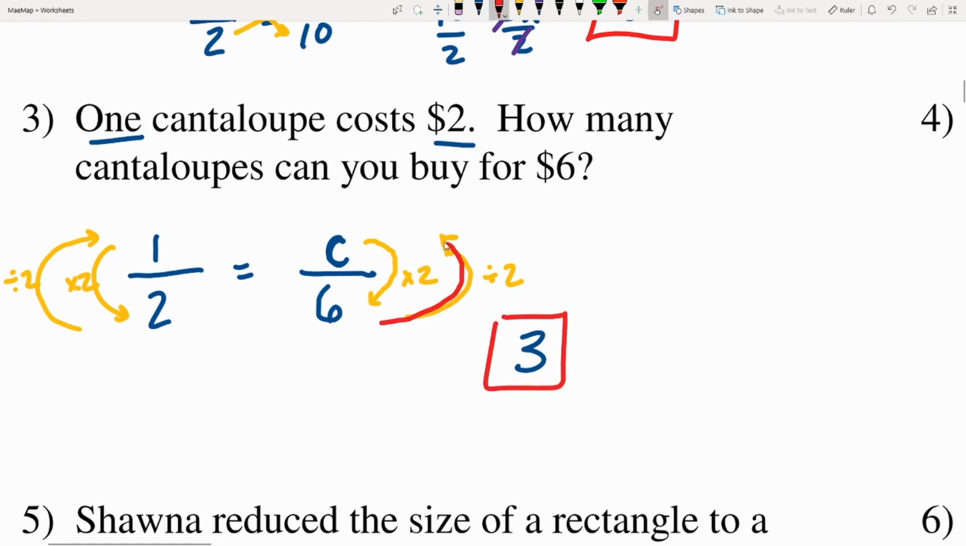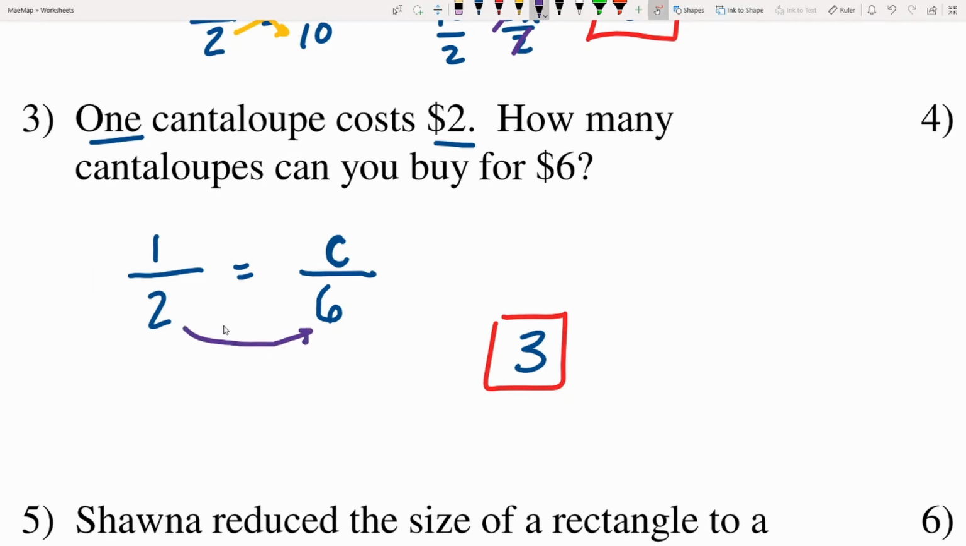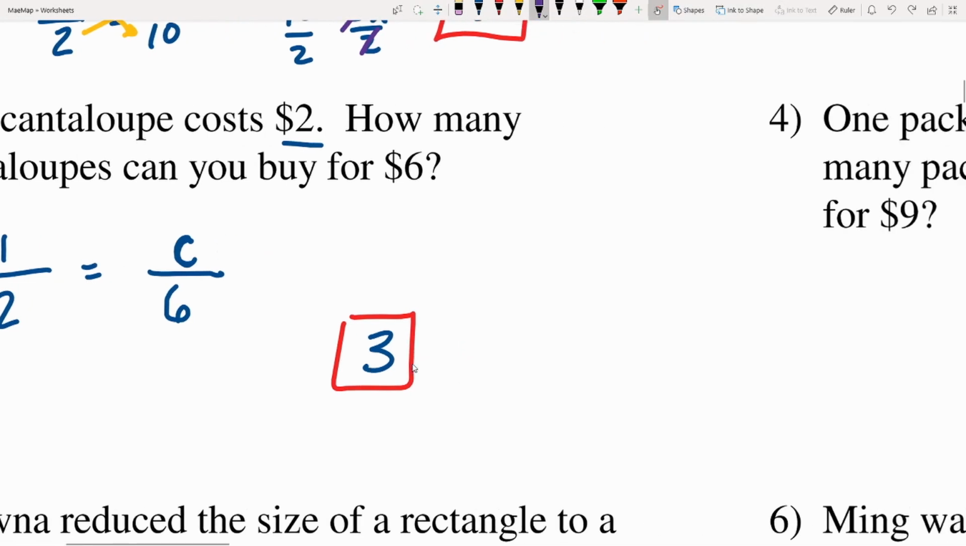6 divided by 2 gives us 3. 3 times 2 gives us 6. Or if you want to think about it, 2 times 3 gives us 6. So 1 times 3 will give us 3. And then cross multiplying, we'll get that 6 is equal to 2C, which when you solve for C, you'll get 6 divided by 2, which is indeed 3. Again, just a couple of different ways to think about this. Let's continue on to number 4.